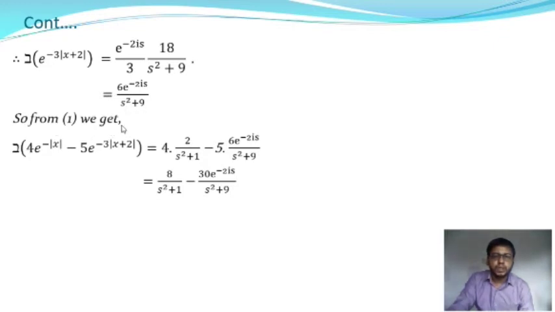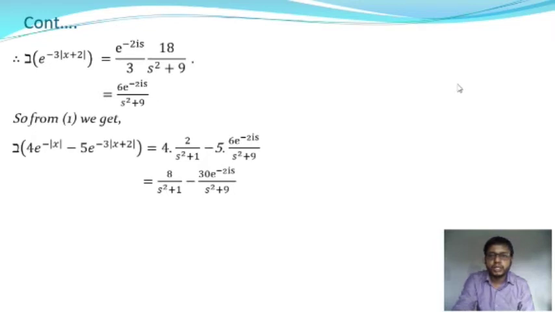So from equation 1, we get the Fourier transformation of the given function. It will be 4 into 2 by s square plus 1, where 2 by s square plus 1 is the Fourier transformation of e to the power minus mod x, and minus 5 into 6 into e to the power minus 2is by s square plus 9. This is the Fourier transformation of e to the power minus 3 into mod of x plus 2. After applying the shifting property as well as the change of scale property, we will get 8 by s square plus 1 minus 30 e to the power minus 2is by s square plus 9. This is the Fourier transformation of the given function.